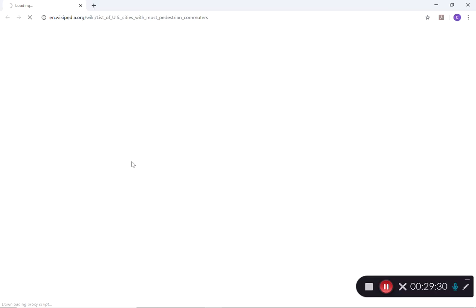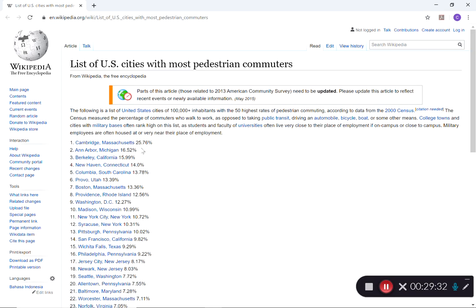And pedestrian commuters, no surprise there. Cambridge, Mass, again, big college town. Ann Arbor, Michigan, big college town. Berkeley, New Haven is where Yale is. Columbia, South Carolina is, I assume University of South Carolina, I don't know. Provo, Utah is where BYU is. Boston, Mass. So again, the bigger cities, Madison's there in number 10. I'm a little bit surprised here about New York City being this low on the list, but I guess many people in New York City are riding the subway and stuff as opposed to walking to work.